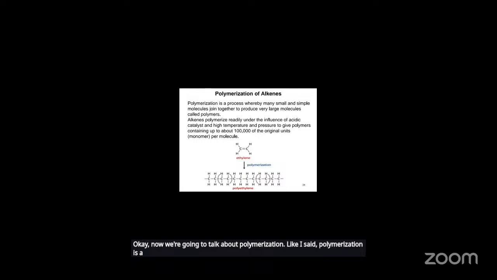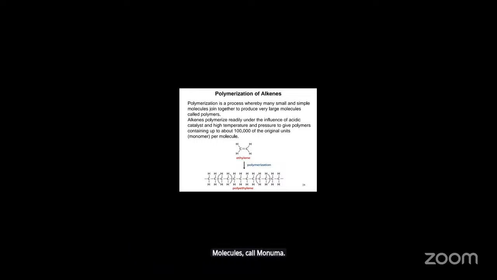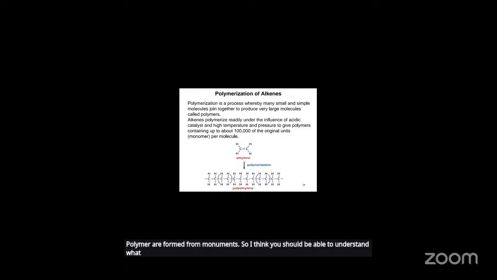Okay, now we're going to talk about polymerization. Like I said, polymerization is a process whereby many small and simple molecules called monomers join together to produce very large molecules called polymers. Okay, that is what they call polymerization. Polymers are formed from monomers. So I think you should be able to understand what polymerization is, to be able to define it.